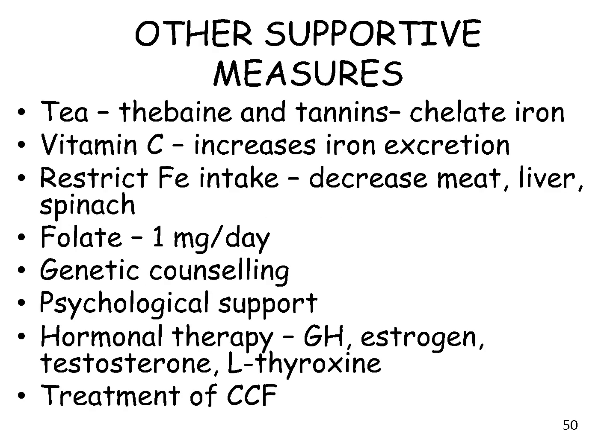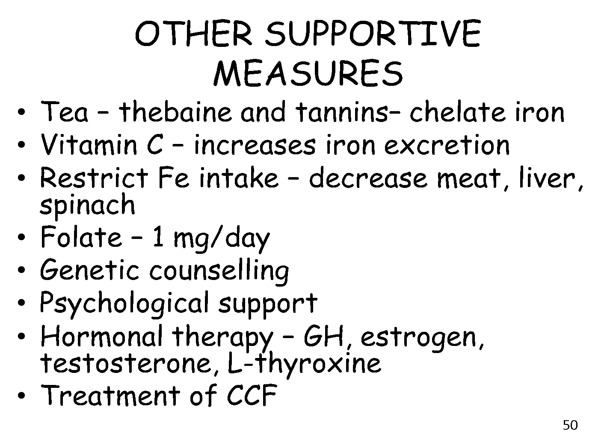Other supportive measures: tea that contains theanine and tannin chelates iron. We can use vitamin C that increases iron excretion. We can restrict iron intake by decreasing meat, liver, and spinach consumption. We can give folate in the dose of 1 mg per day. We can do genetic counseling and give psychological support.